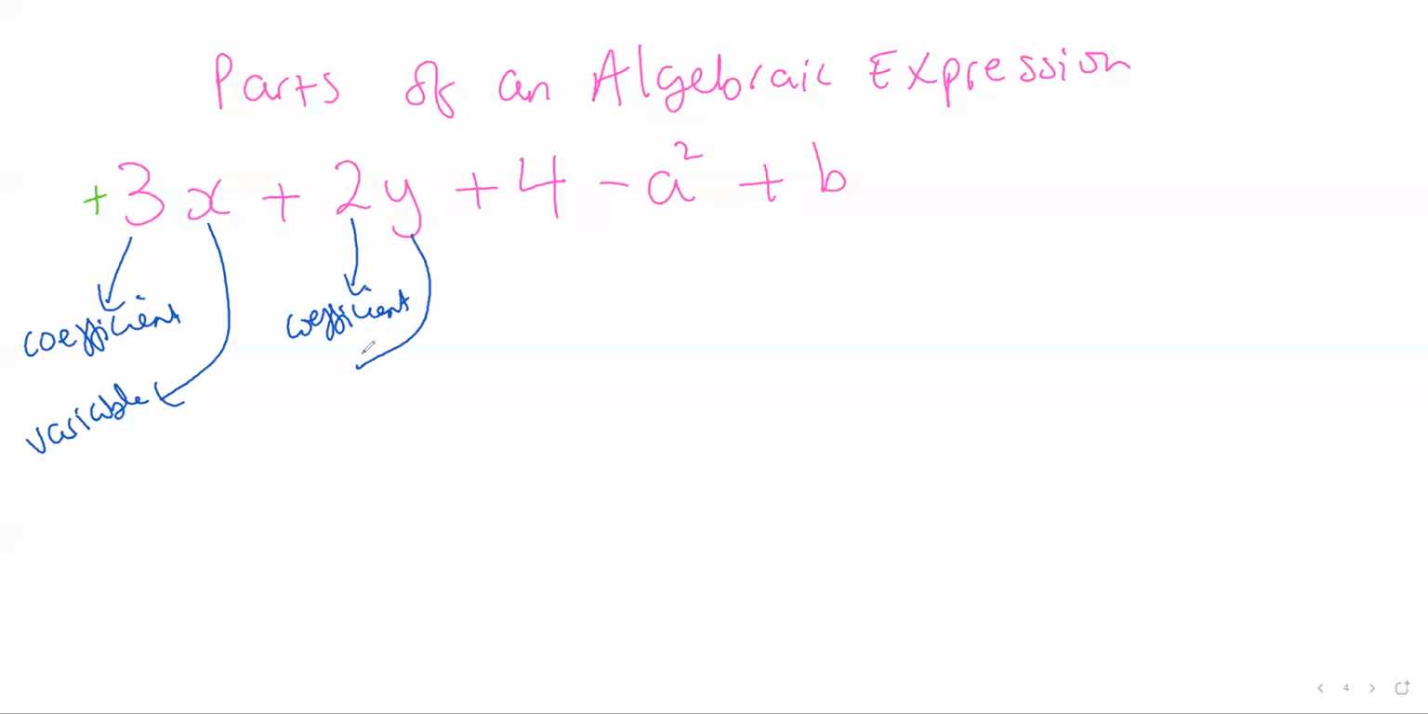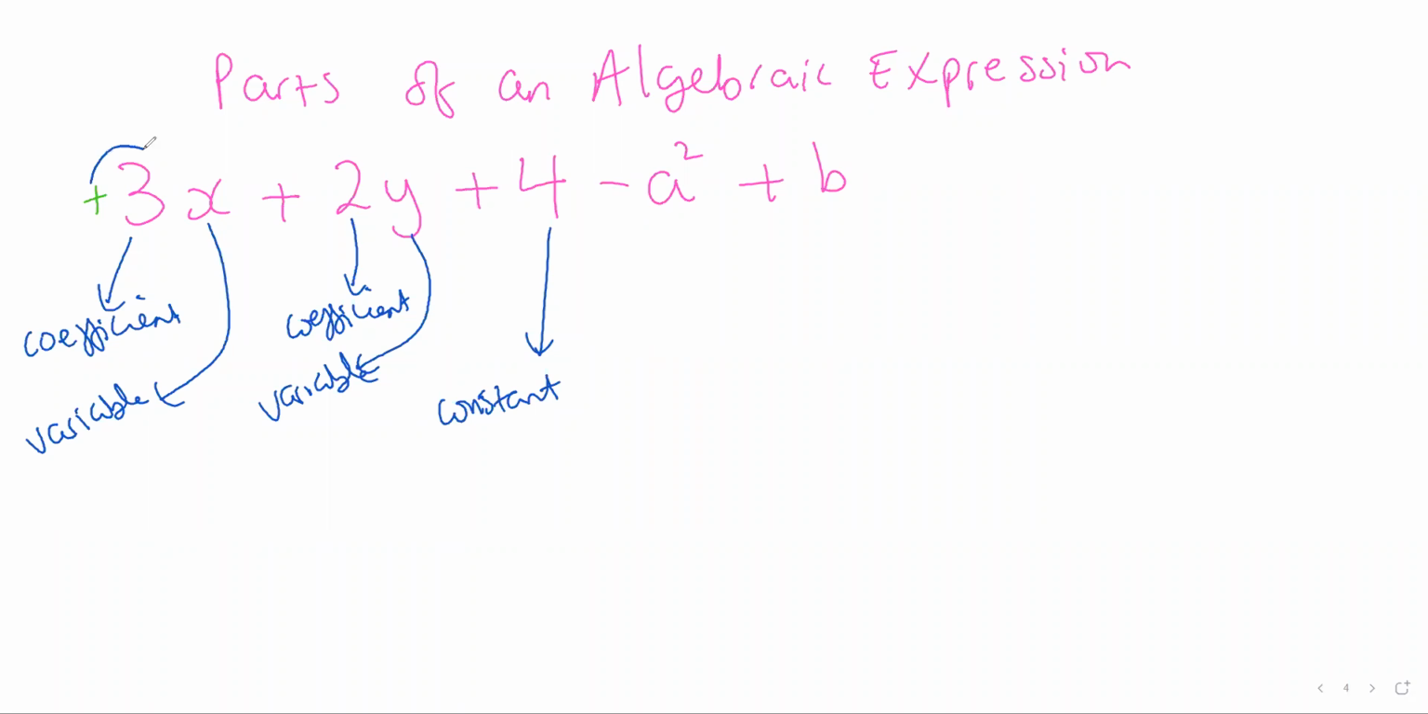And y is the variable, right? Now 4 is not a coefficient, because it doesn't have a variable attached to it. So we call this a constant. A constant means it is a fixed number, right? Constant means it doesn't change. It's a fixed number right here.